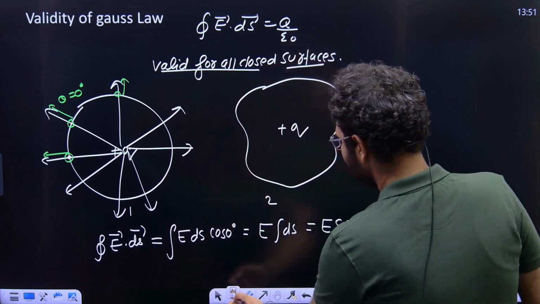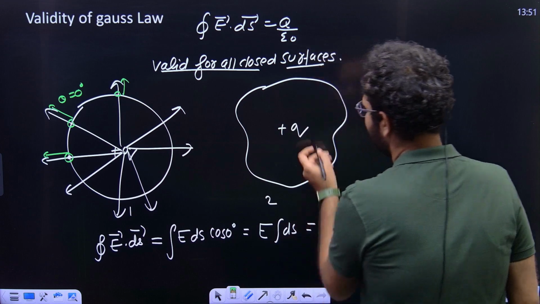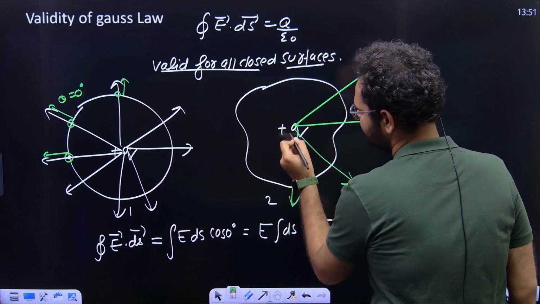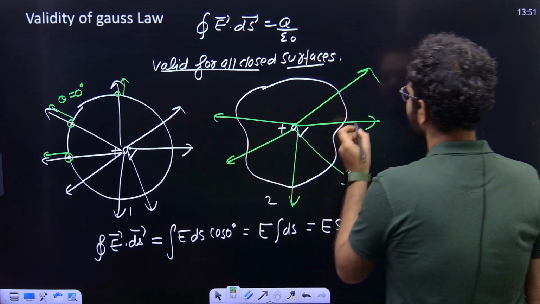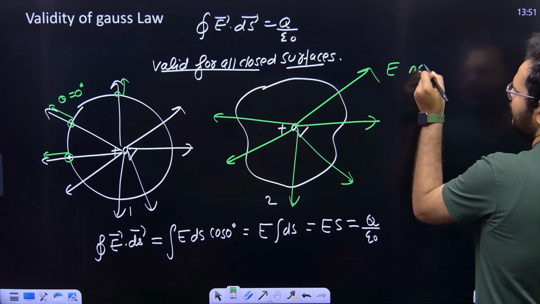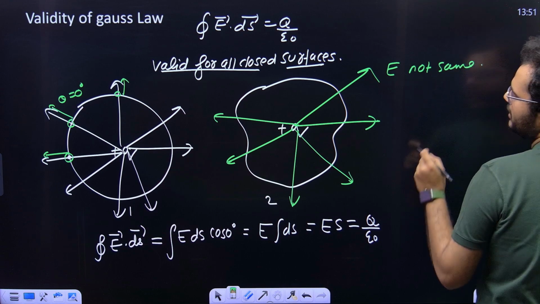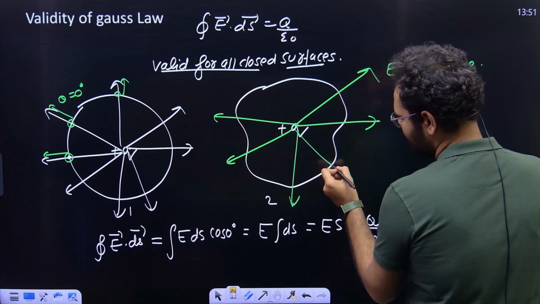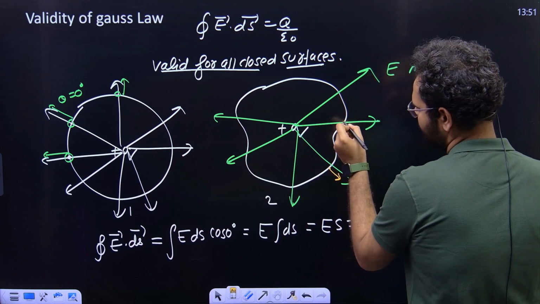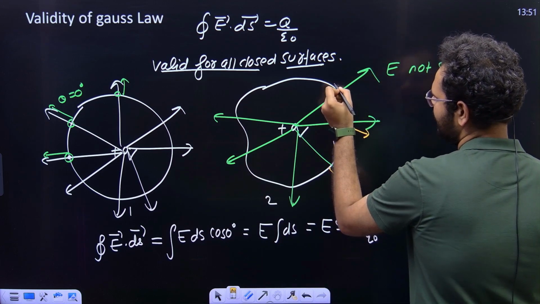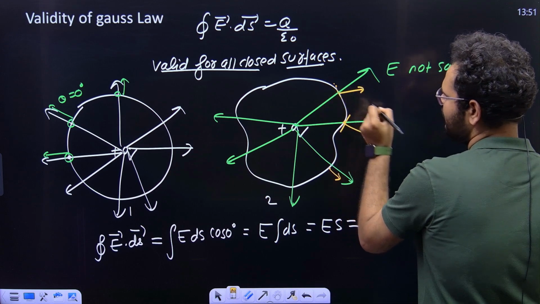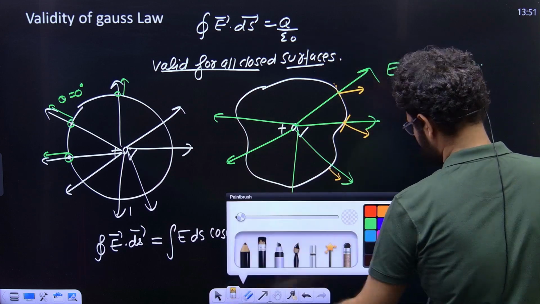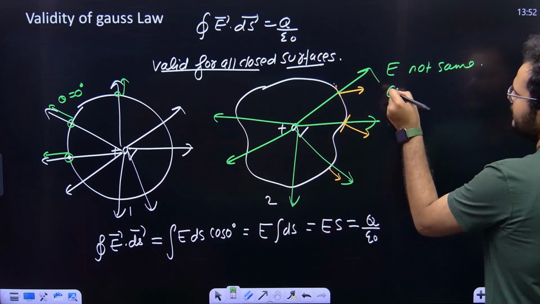Why not applicable? Because please try to understand that here electric field lines are like this. Is my electric field same at all places? Electric field not same, E not same. Okay, you tell me what about theta? Sir, here if we draw area vector, so how is area vector here? Outside. Here also, let us say this is the tangent, this is my area vector. So area vector is also having different angle. Okay, even I will write that theta not same.